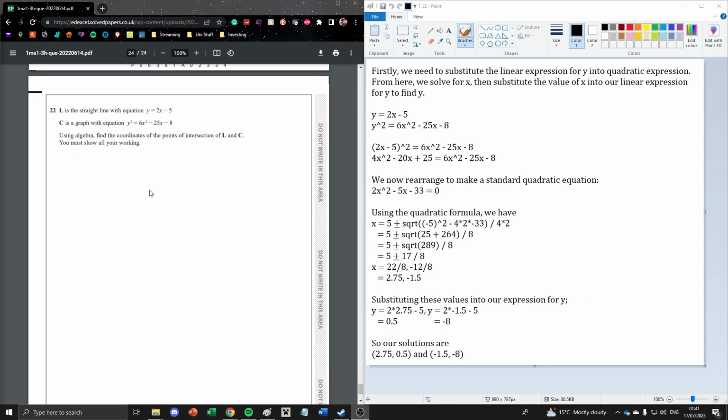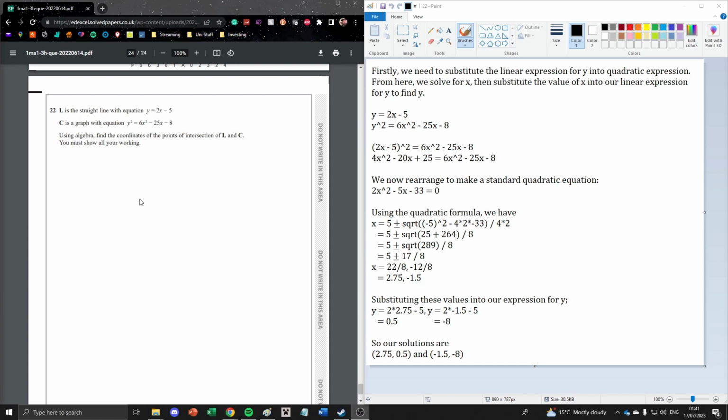Question 22 looks at the topic of simultaneous equations. So we're told that L is the straight line with equation y equals 2x minus 5, and that C is a graph with the equation y squared equals 6x squared minus 25x minus 8. And we're asked, using algebra, to find the coordinates of the points of intersection of L and C. You must show all your working.